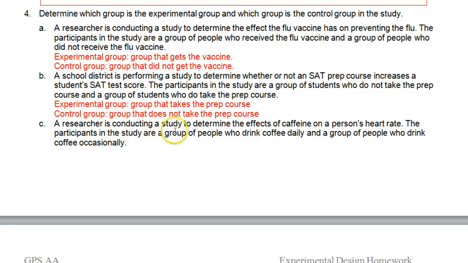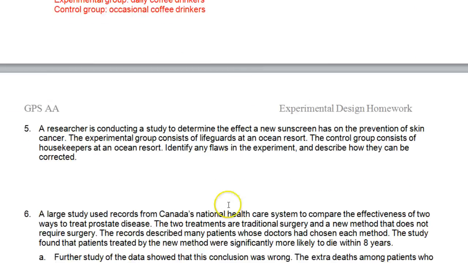Alright, part C. A researcher is conducting a study to determine the effects of caffeine on a person's heart rate. The participants in the study are a group of people who drink coffee daily and a group of people who drink coffee occasionally. Okay, so if they're trying to determine the effects of caffeine, then the experimental group, if I had to choose, will be the group who drink coffee daily, and the occasional coffee drinkers are the closest thing to non-coffee drinkers. It seemed like a pure experiment and control would be coffee drinkers and non-coffee drinkers, but this is as close as we can get.